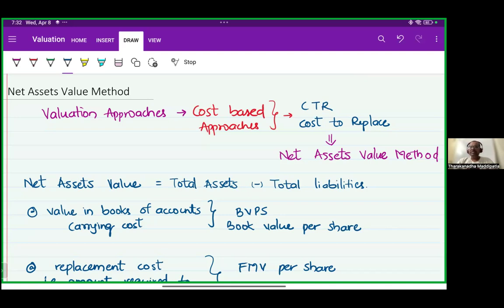In today's episode, let us discuss about net assets value method. This topic is part of valuation course that is being streamed in my YouTube channel.